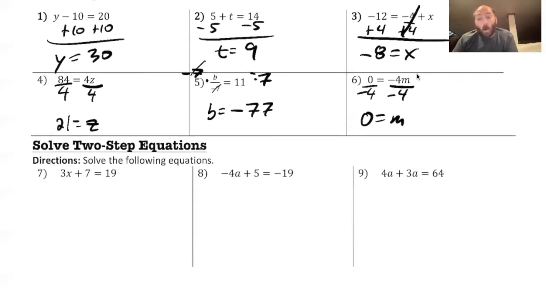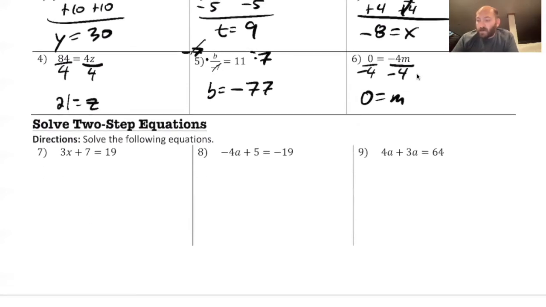All right, so those are all one step. We just had to do one operation to undo whatever was shown in the equation. Two step is just going to look at it as we have to take 2 steps to get this solved. So I'm going to start right here.